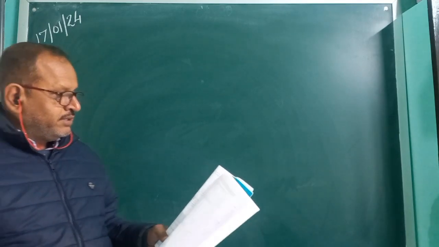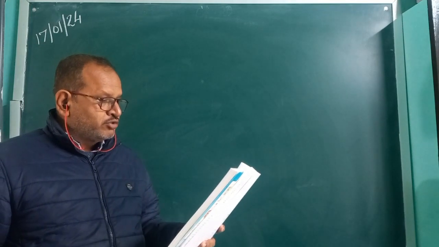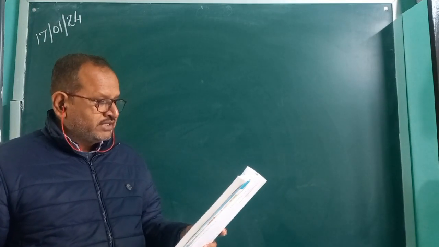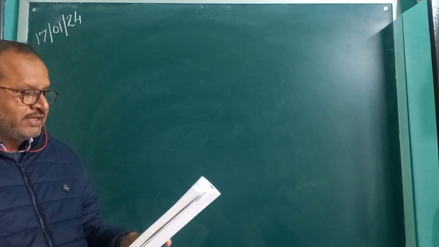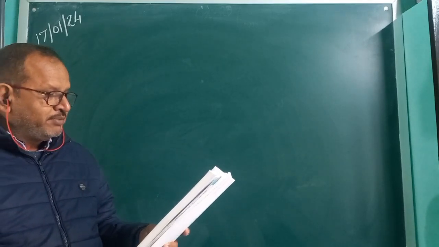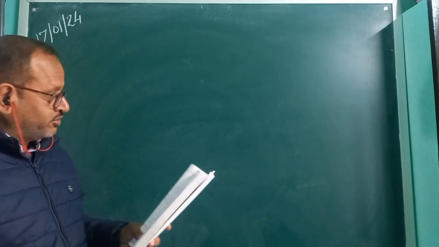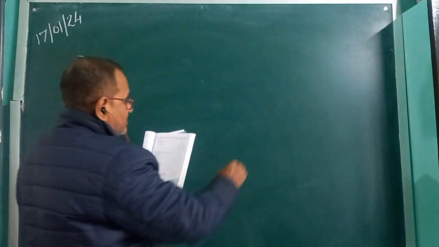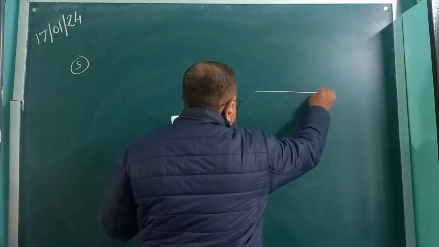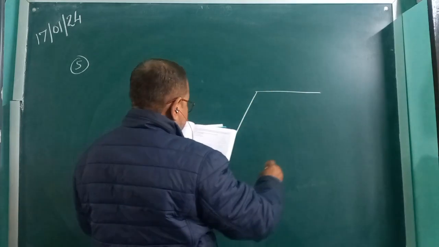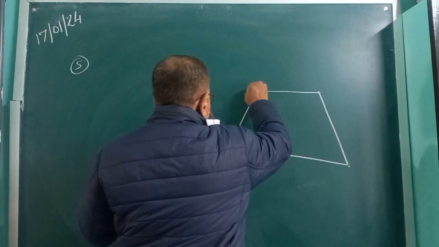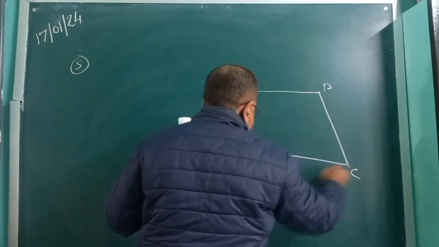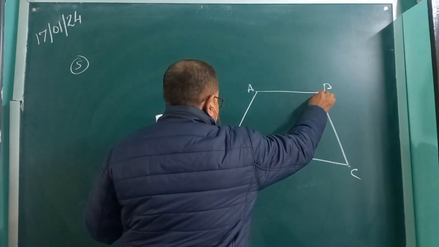It is given in the figure AD is equal to BC and BD is equal to AC. Then we have to prove that angle ADB is equal to angle BCA and angle DAB is equal to angle CBA. So draw the figure. Question number 5. Figure is given. So name ABCD. Join the diagonals.